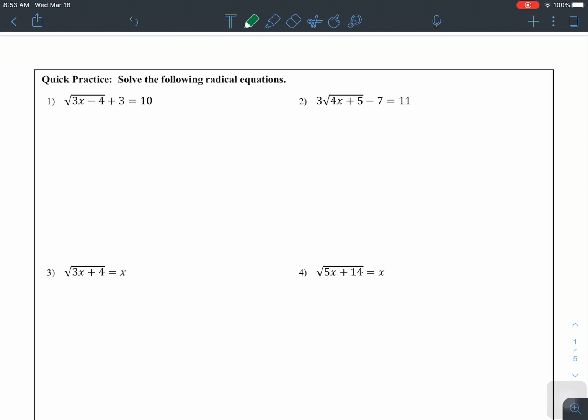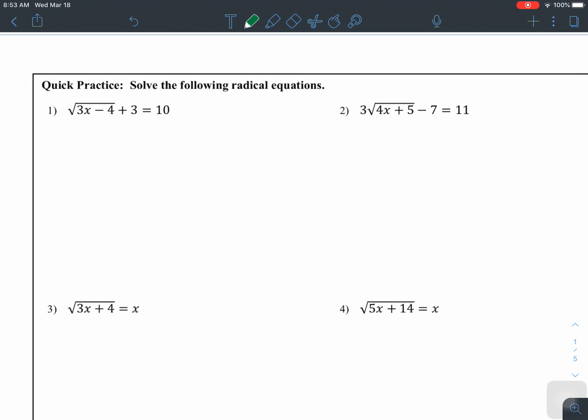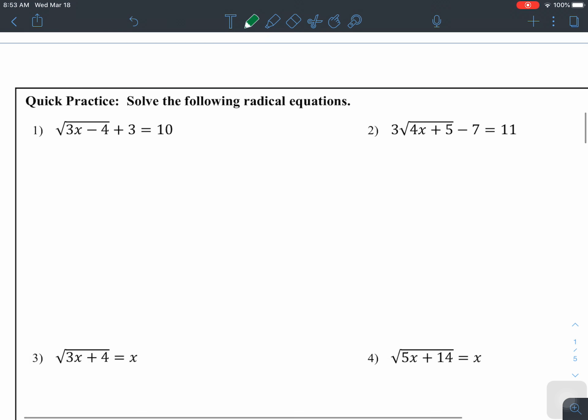The first thing I'm going to do is look at 1 and 2. They look very similar to each other. 3 and 4 look similar to each other, but something new that we haven't seen before. Let's see what happens on those. But first I'm going to highlight this radical. It is not by itself. I have that plus 3, so I'm going to subtract 3.